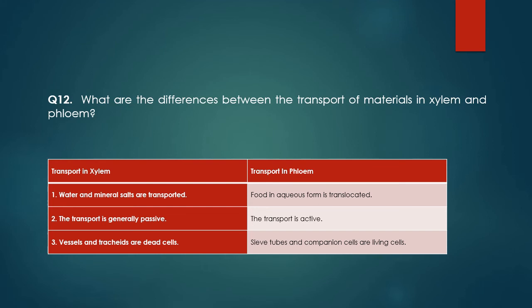Transport in xylem is through the tracheary elements, actually dead cells, meaning the vessels and tracheids. In phloem there are sieve tubes and companion cells, and those are of course living cells. So write down these differences in your classwork copy properly with good handwriting so that we can read it.